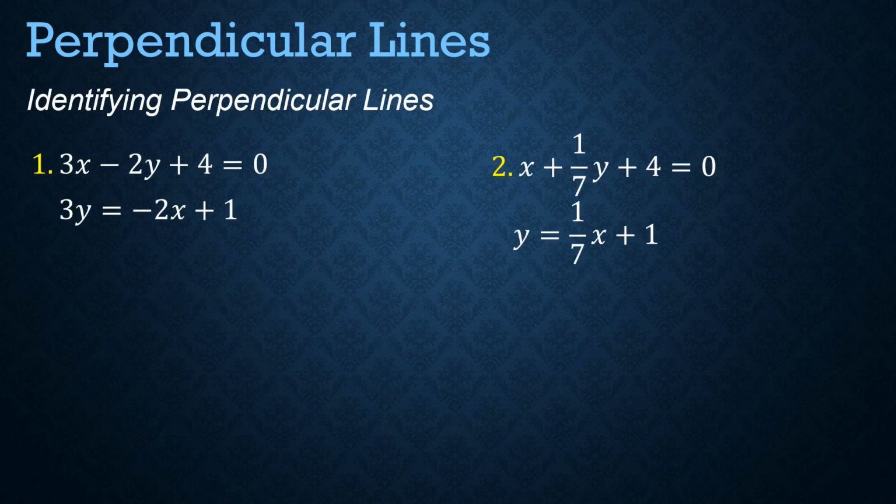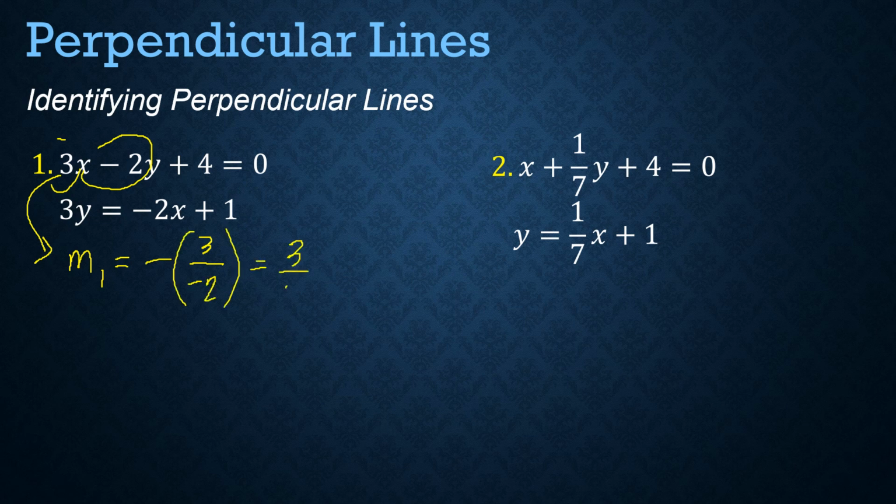So in this case, how are we going to identify whether the two lines are perpendicular? Let's have the first. The slope of the first line is equal to negative a over b, where a is equal to 3, so we have negative 3. B is equal to negative 2, so we have negative 2 here. Slope of the first line is 3 over 2. Let us check the second line.